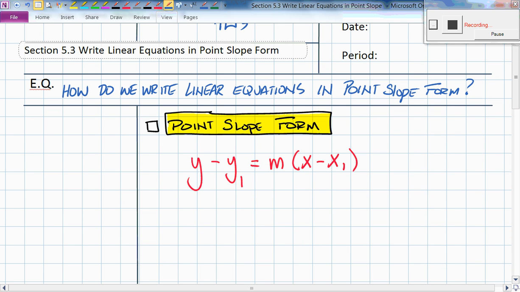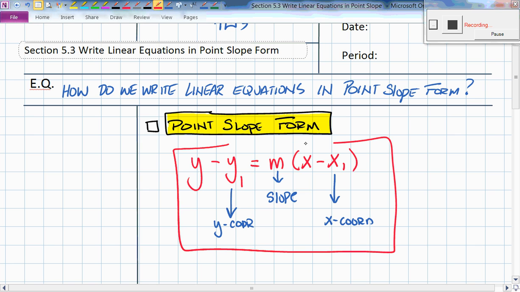So, what does the y sub 1 part tell you? Does anybody know? Yeah, what do you think? The y is the first given coordinate. You got it. That's the y coordinate. What is the x sub 1? That's the x coordinate. You got it. And then what is the m? Yep, that stays the same. That's the slope. Hey, that's it. That is called point-slope form.